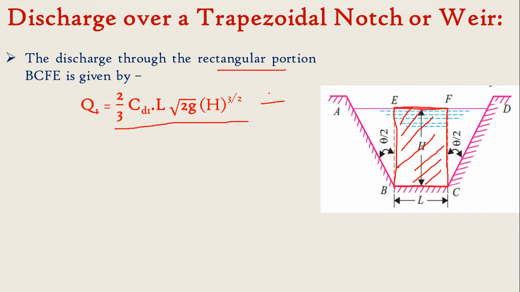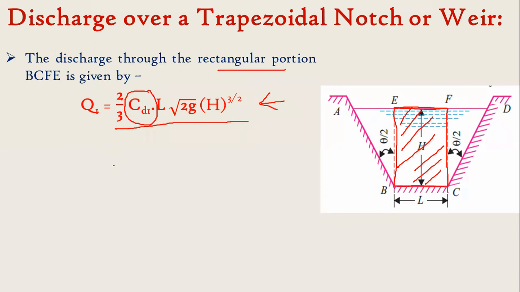What is this formula? Discharge through the rectangular notch, 2/3 CD L square root of 2G into H raised to 3/2. Okay, and here it is a rectangular portion, so what is its coefficient of discharge? CD1.